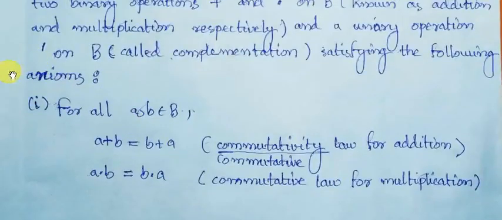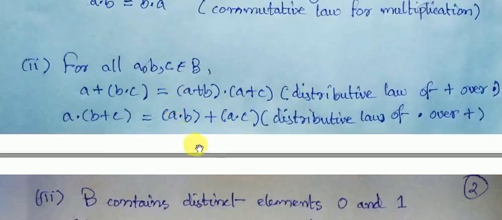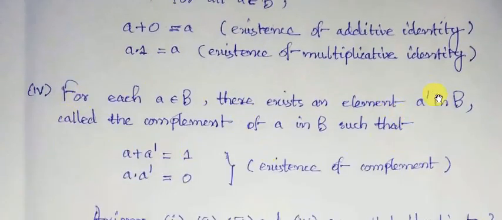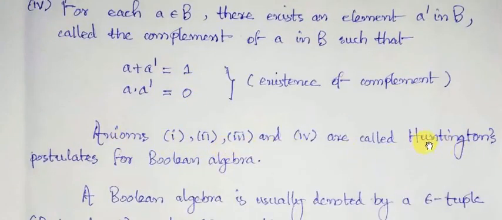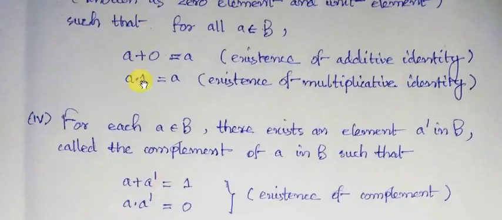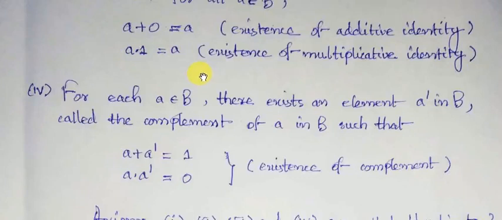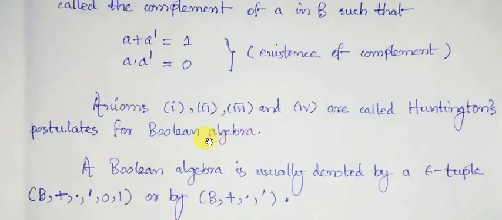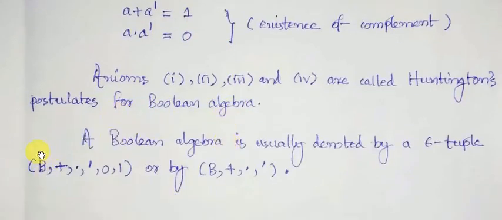If these four axioms, number one the commutativity, number two is the distributive property, number three is the existence of identity element, and number four is the existence of the complement element for each element, these four axioms are called Huntington's postulates. And if these four postulates are satisfied for any non-empty set together with two binary operations, as here we have defined as addition and multiplication, and also for the one unary operation, here as we have defined this complementation by complementation sign, then that non-empty set will be called a Boolean algebra with respect to these two binary operations and one unary operation.